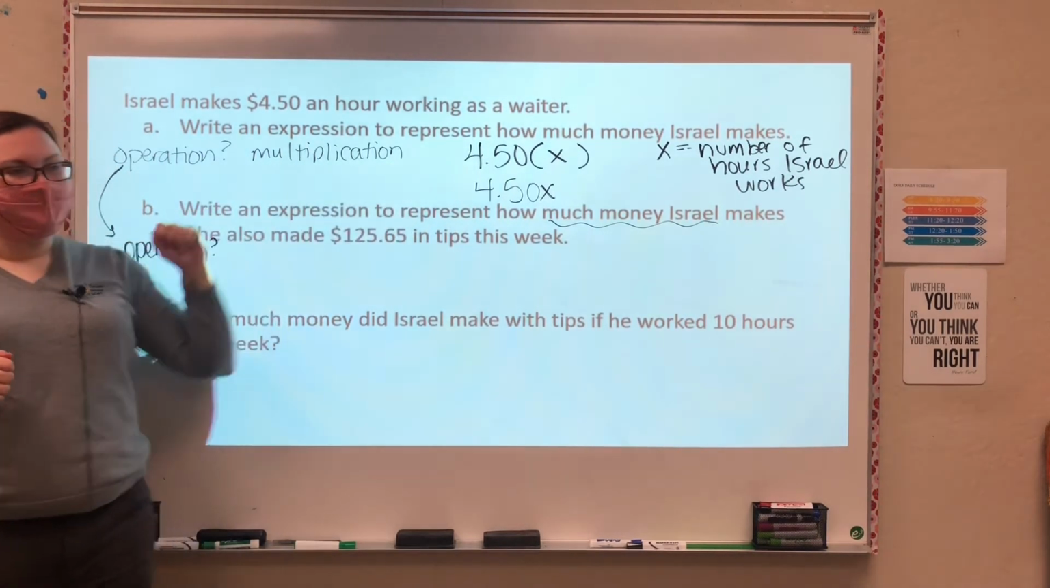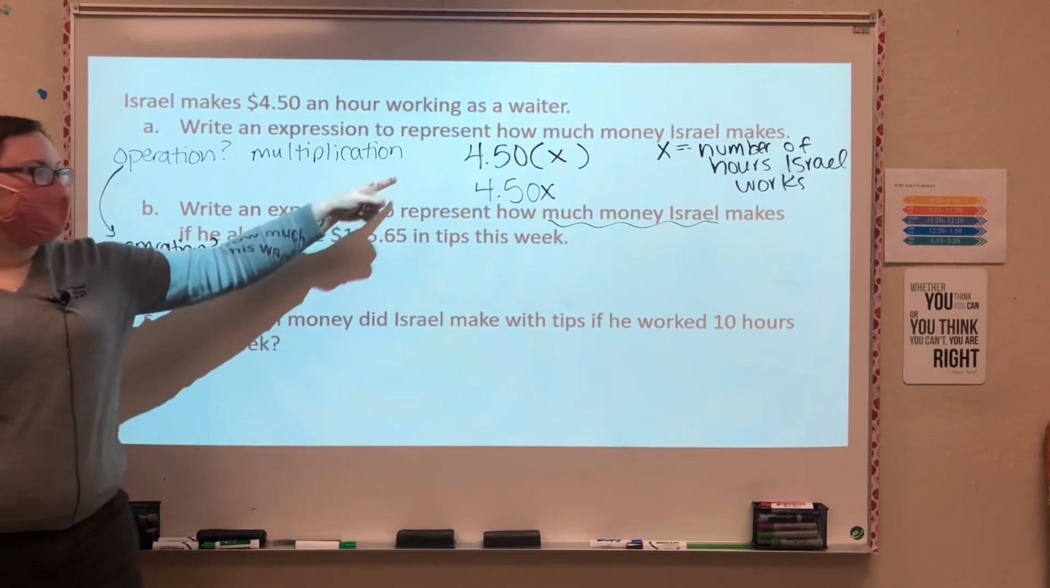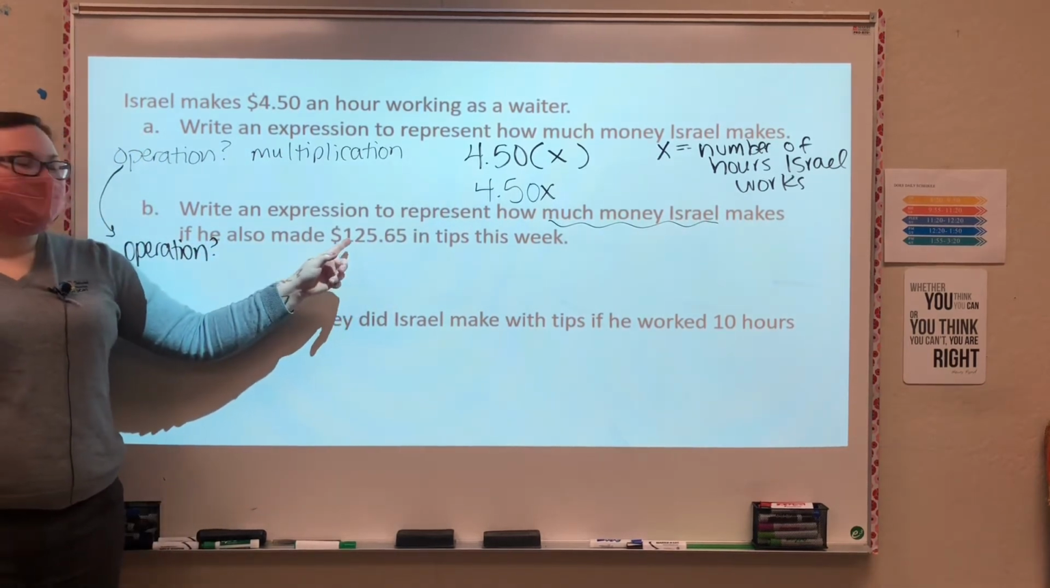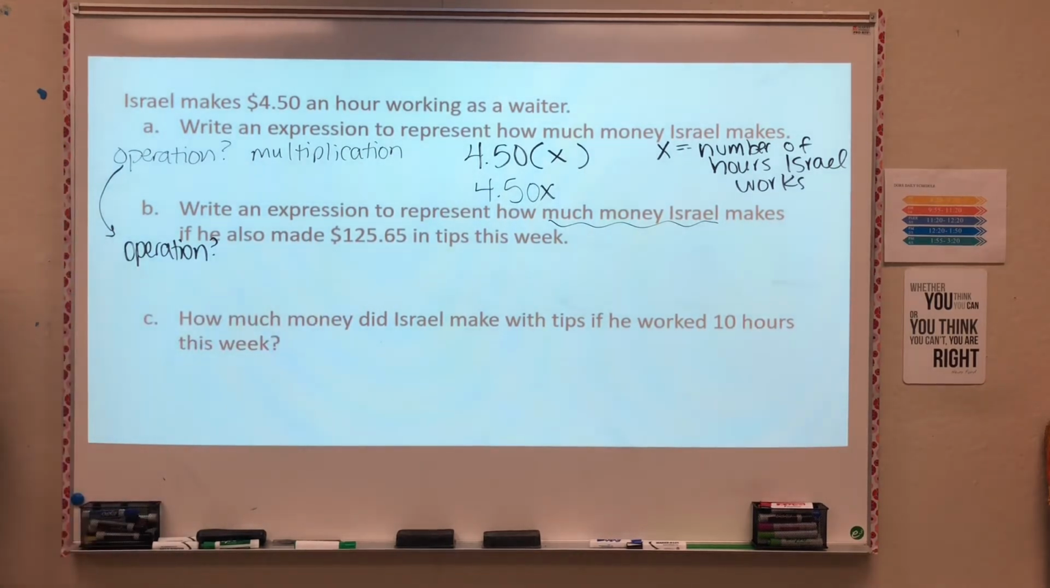Okay. What else do we know about how much total money he's making? Okay. Where else is he making money? From tipping. From the tips. Yeah. So you said he's making $4.50 an hour, and then he's making $125.65 in tips. We're trying to write an expression for how much total money he makes. So 125.65 tip with the T next to it makes it tips, right?